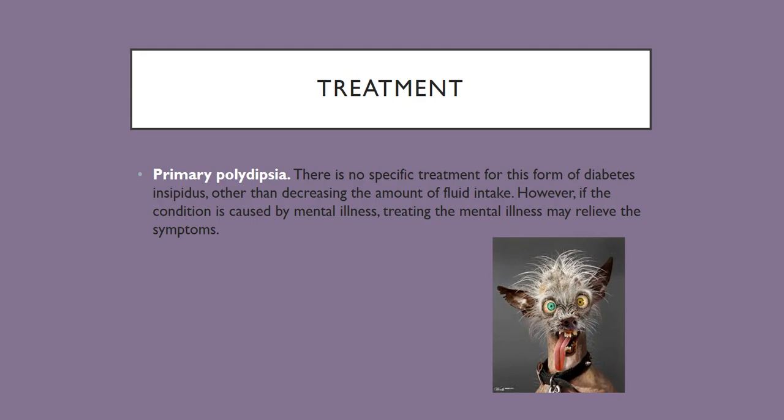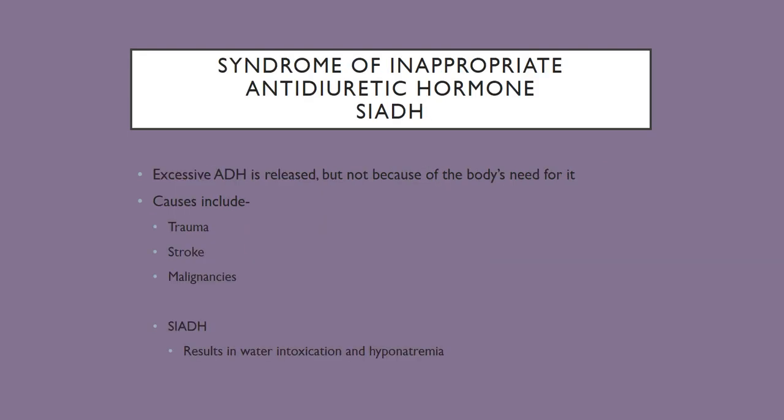So for treatment of primary polydipsia, because this is a psychological problem, there's no specific treatment for this form of diabetes other than decreasing the amount of fluid intake. However, if the condition is caused by mental illness, treating the mental illness may relieve the symptoms. Syndrome of inappropriate antidiuretic hormone, also known as SIADH, is when excessive ADH is released, but not because of the body's need for it. The cause may include trauma, stroke, or malignancies.